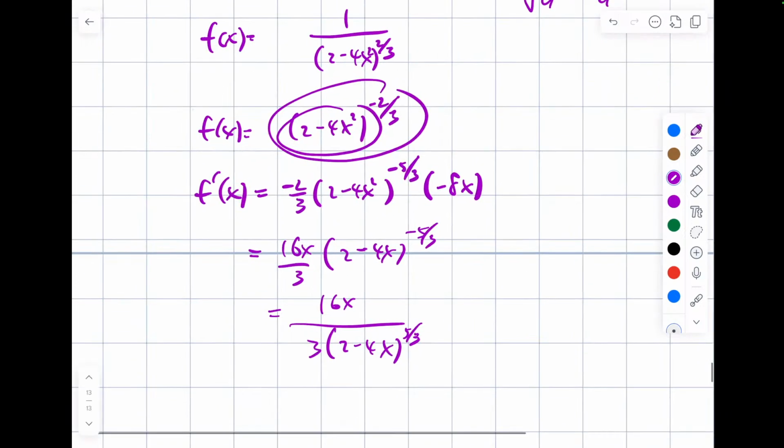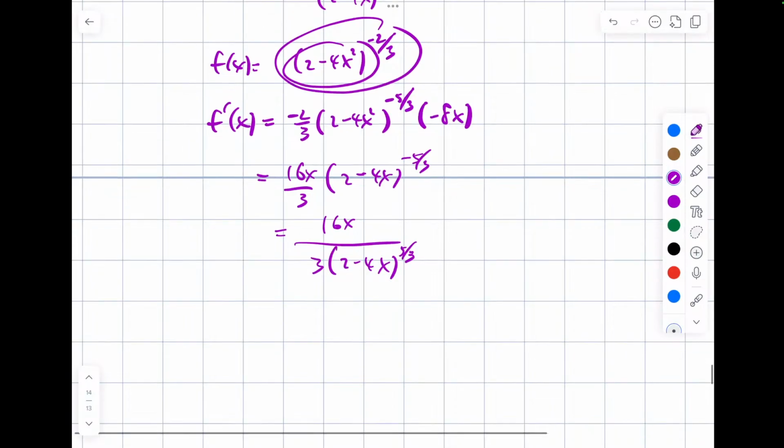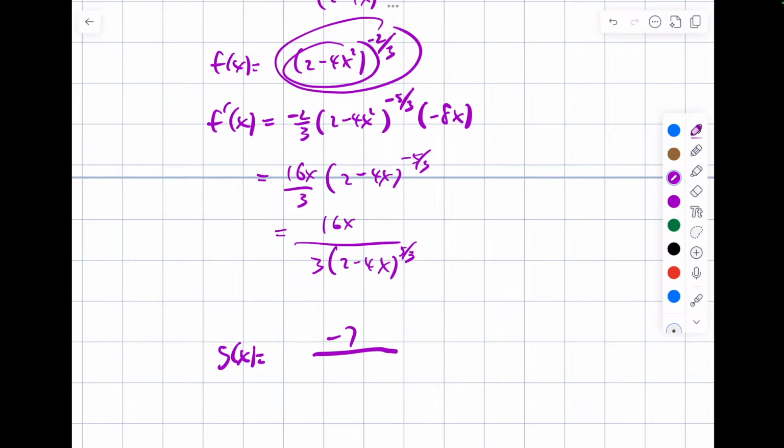I can say g of x is equal to negative 7 over 2x minus 3 to the 4th power. So it's fairly easy as well. It doesn't take long to do chain rule. The problem is when the combination of chain rule and other rules, that's where you have issues.